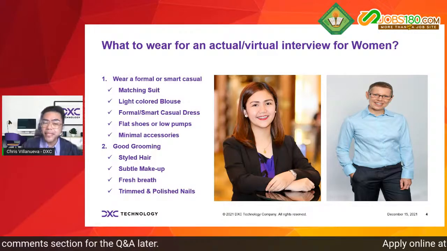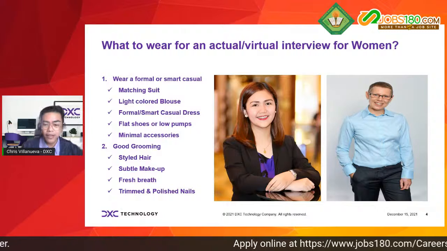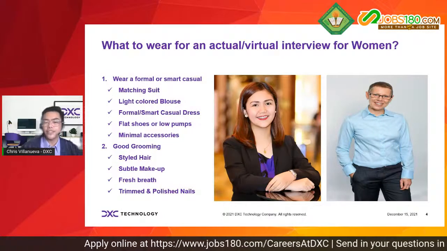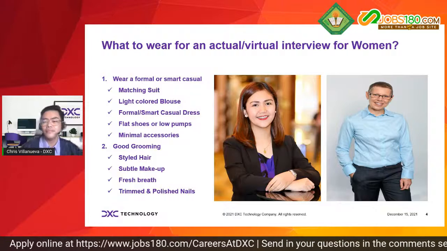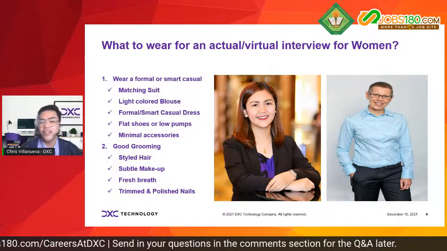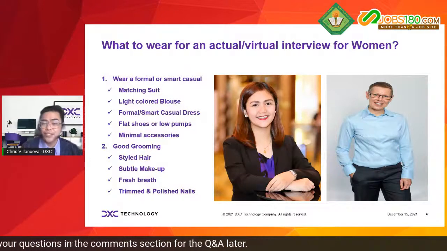Then trim nails or polish nails. Usually with girls, they wear nail polish. So maybe a natural looking color, not too vibrant, just a subtle one as well. So that, of course, we don't have any distraction and the interviewers will be able to focus more on your answers during the interview itself.